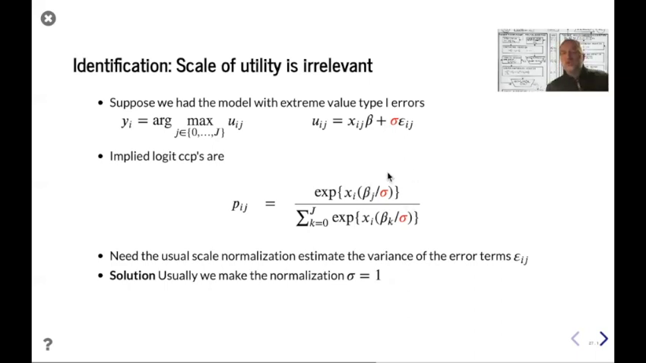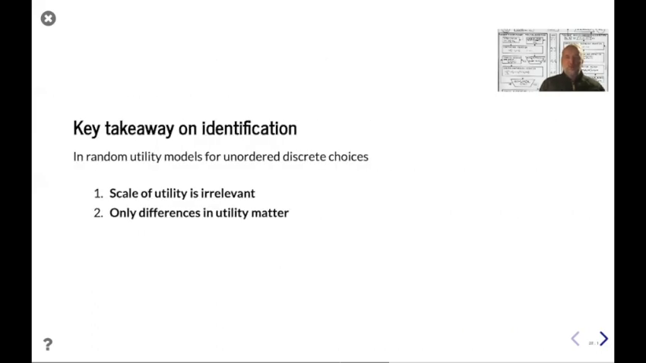Now all coefficients here are just normalized by sigma. And again, you have the same problem. You can scale up the variance and scale up all the betas, and you get the same response probability. So what you usually do is fix that scale parameter to be 1, okay? And it doesn't change the fit of the model. Otherwise, you would not be able to obtain the parameter estimates.